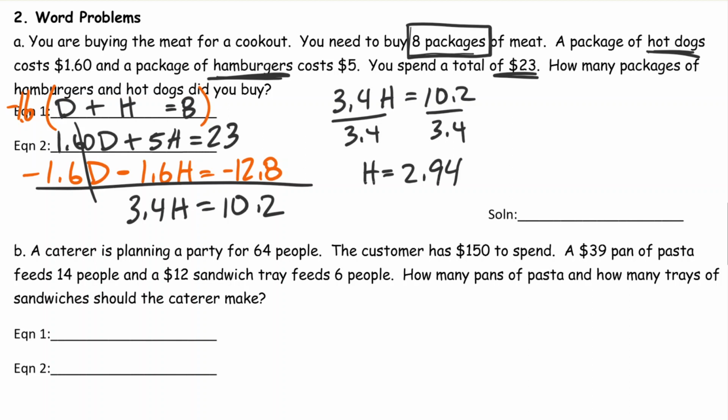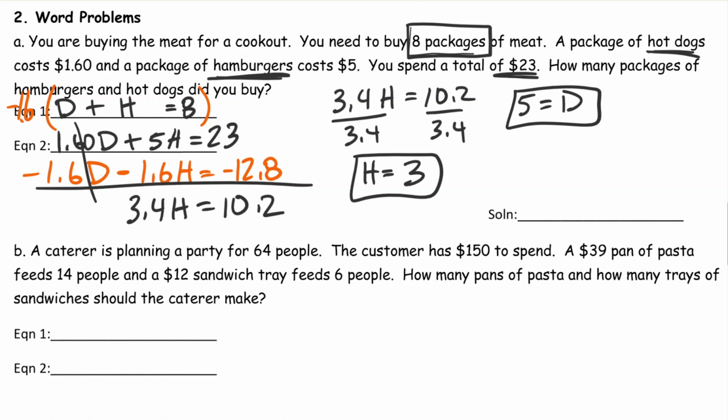So let's call this 3 and see what happens. If we have 3 hamburgers, then how many dogs would we have? We'd have 5 dogs, right? Because 3 plus 5 makes 8, so 5 dogs.